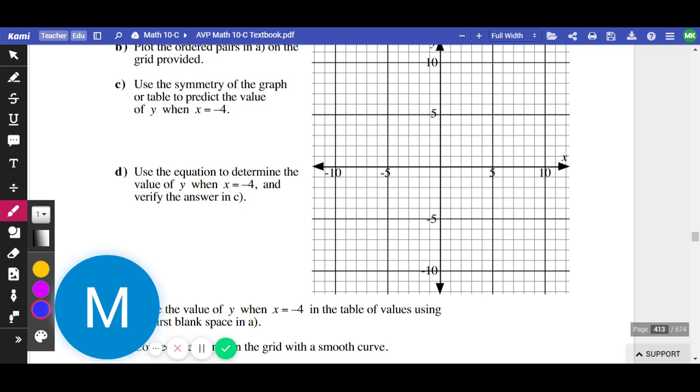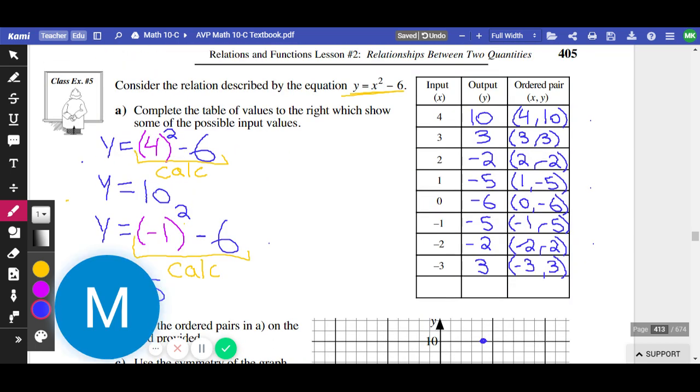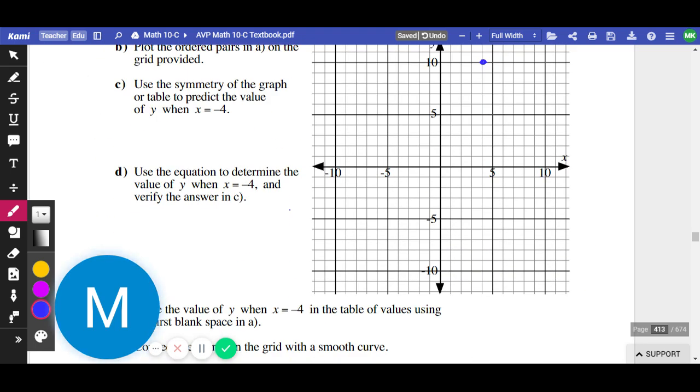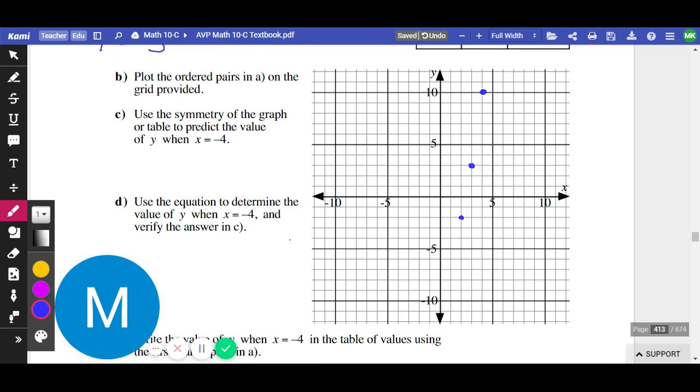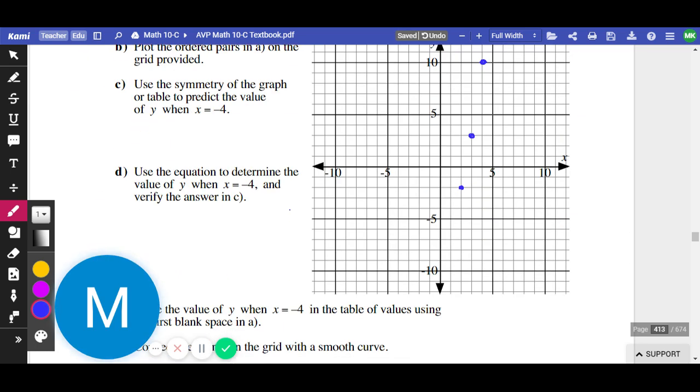4 to the right, 10 up, gives me a point right there. My next one was 3, 3. So 3 to the right, 3 up, right there. My next one was 2 to the right, and then I think -2. 2 to the right, then 2 down. Then I had 1 to the right, and then 5 down. 1 to the right, 5 down.